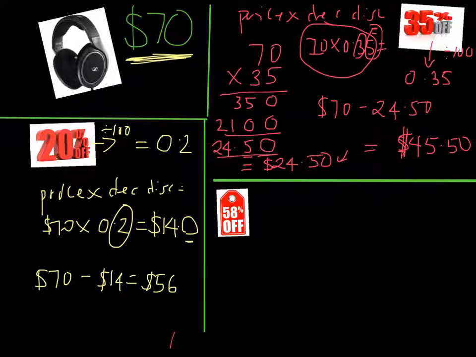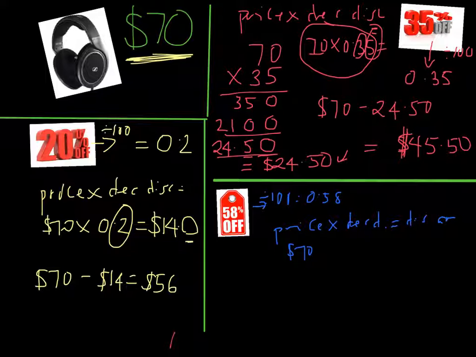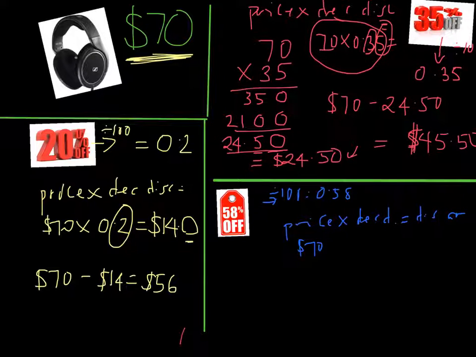Same thing applies for our last method. We are going to find 58% off. So we're going to divide that by 100 to find our decimal amount. That's going to be equal to 0.58. So if we do the price times the decimal discount, that is going to be equal to our discount amount. So our price is $70 and our discount as a decimal is equal to 0.58.